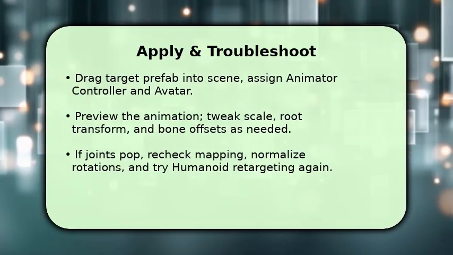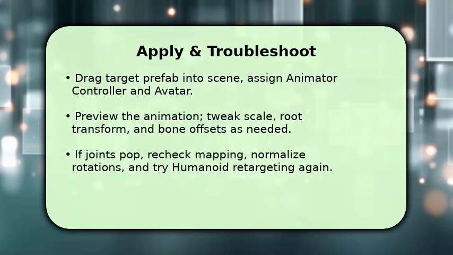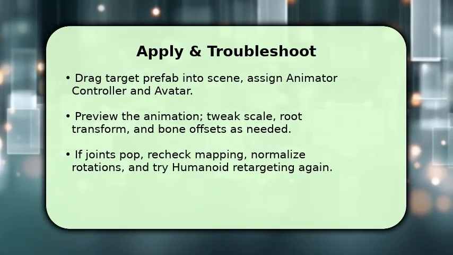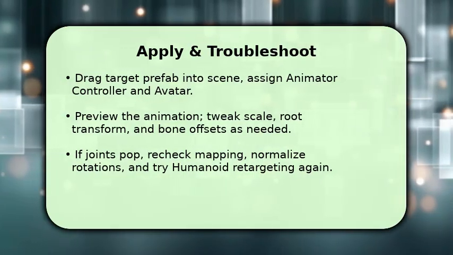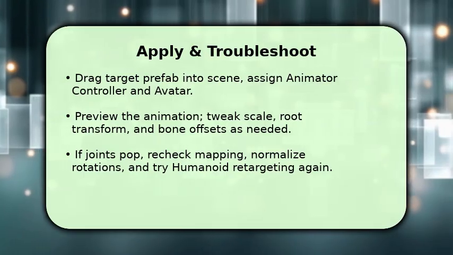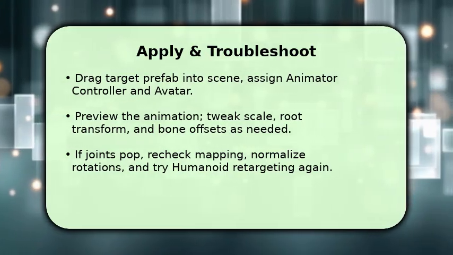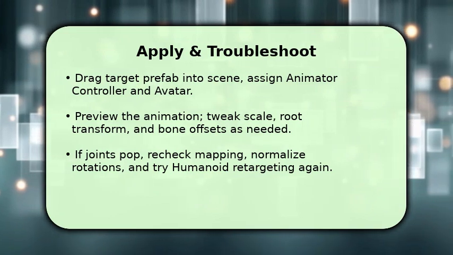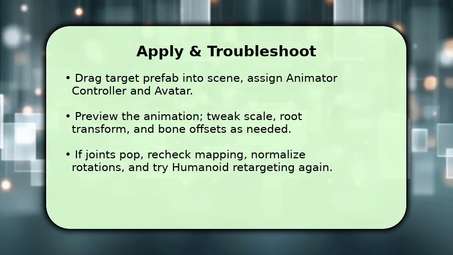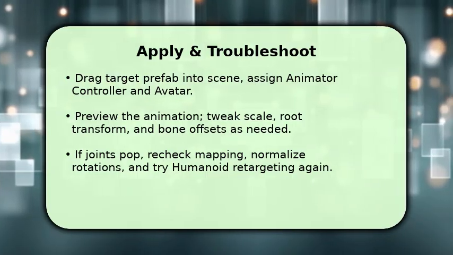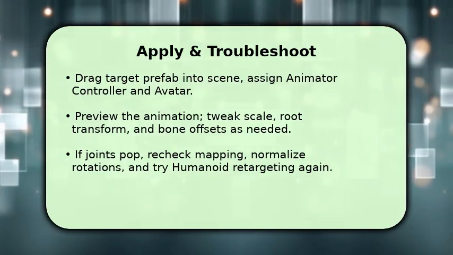If you see joint popping or inverted knees, pause and reopen avatar configuration to correct bone mappings or normalize bone rotations. Sometimes re-exporting the source with a consistent T-pose fixes persistent issues. One quick troubleshooting tip: rebake the source clip with consistent root motion to remove jitter.